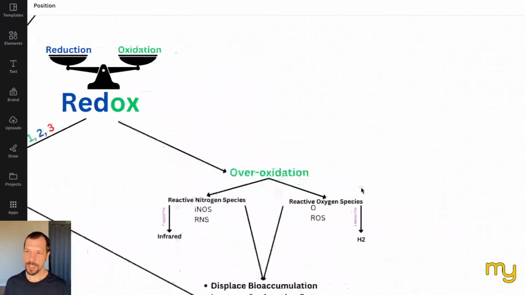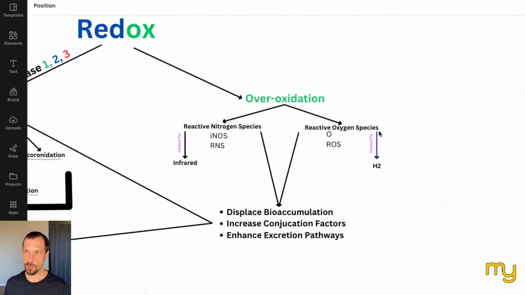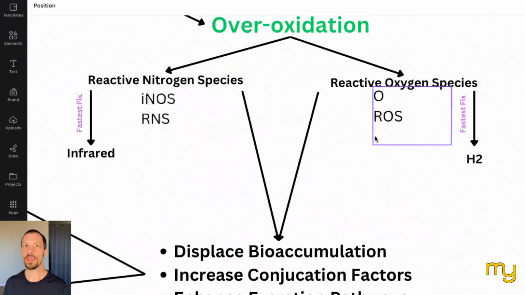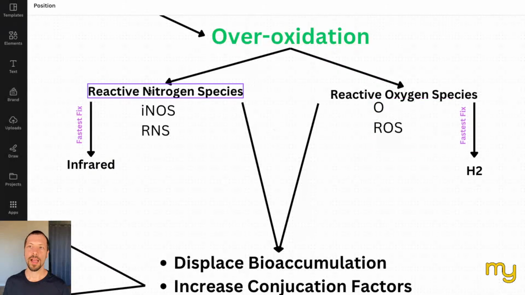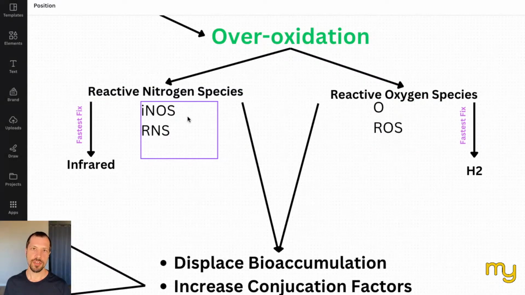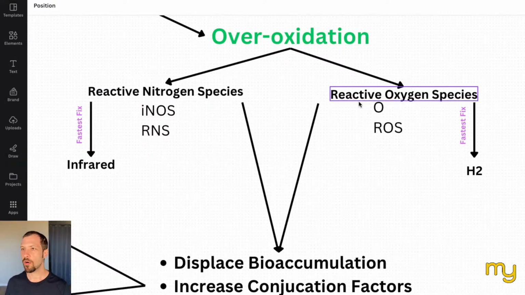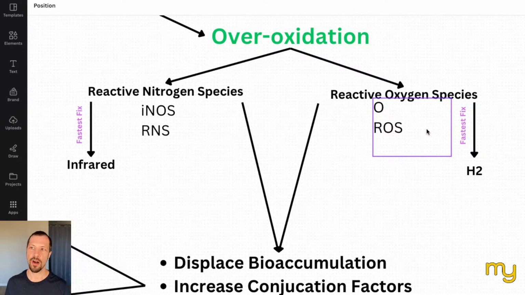With over-oxidation, what we get is too much either reactive nitrogen species, which trigger inducible nitric oxide synthase, or we get reactive oxygen species, ROS, which is with too much oxygen.